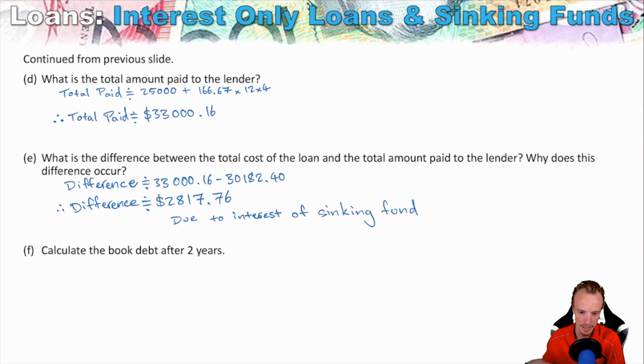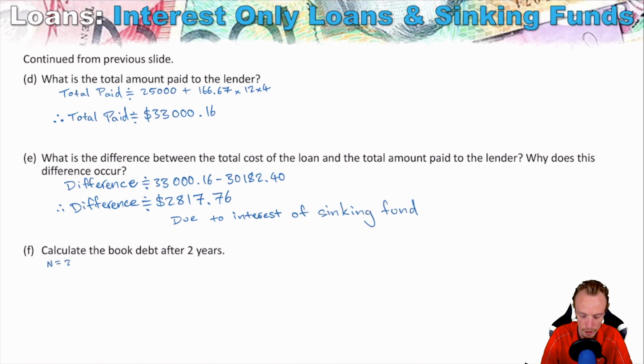So anyway, let's look at one final thing that you might need to calculate at some stage, and that's what we talked about earlier, which is known as the book debt of the loan. To be able to do this, we know what the outstanding balance of the loan is going to be. It's always going to be the same, so it's always going to be $25,000 here. What we don't know is what the value is going to be in our sinking fund, and that's what we need to calculate for 2 years.